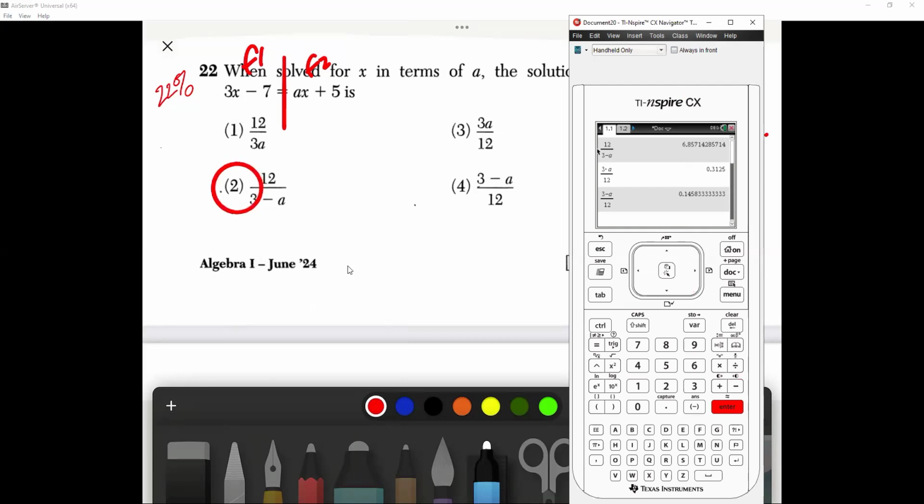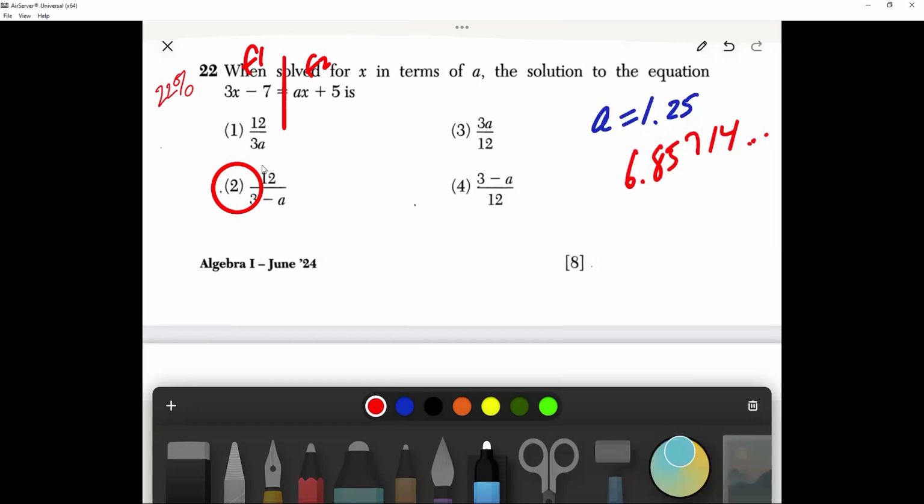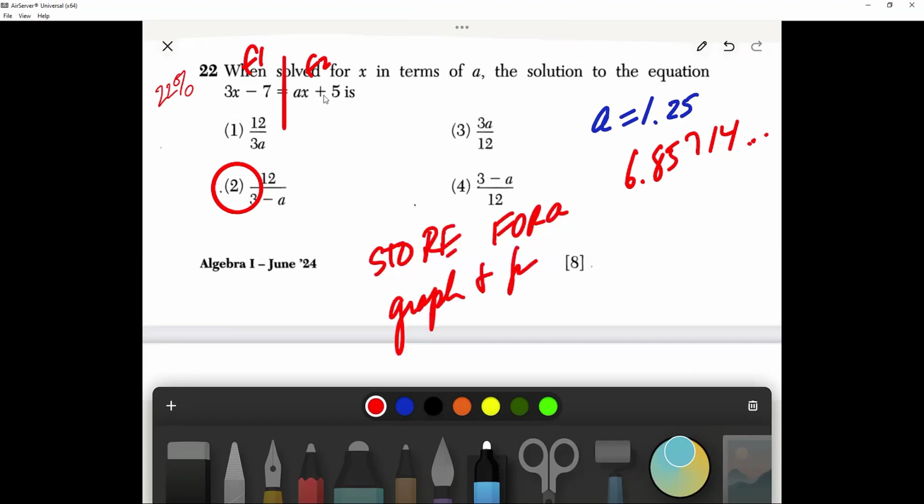I want to go over this because students usually miss these questions when it's basically what you already know how to do. We're just combining two things. This is not just graphing, and this is not just storing. We're doing them together. We store a number for A, and then we graph and find the intersection, and we look for the answer choice that matches our intersection. That's it, guys.